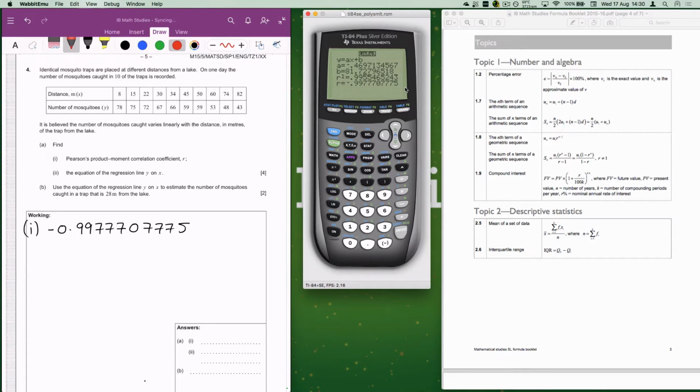Remember, we start with the first non-zero from the left. 1, 2, 3. Draw our line. The 7 is bigger than 5, so that makes this 7 here go up. And it gives us an answer of minus 0.998. Okay, and that's part 1 done. Easy. Let's do part 2.